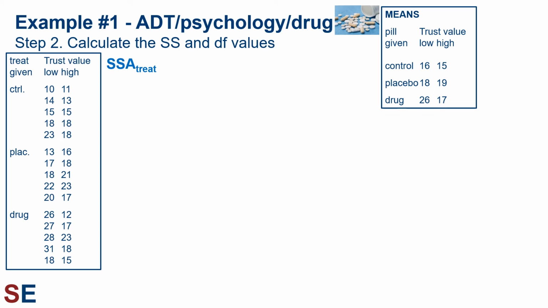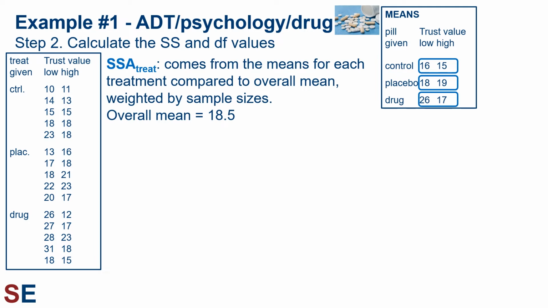The sum of squares among value for the treatment group works the same way. The SSA treat value comes from the means for each treatment group compared to the overall mean of 18.5, weighted by sample size. The means for each value of the treatment factor are 15.5, 18.5, and 21.5, and there are 10 values in each treatment group.